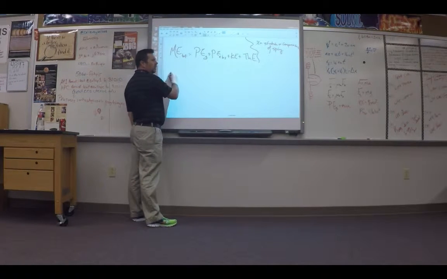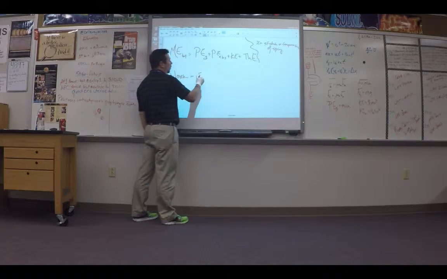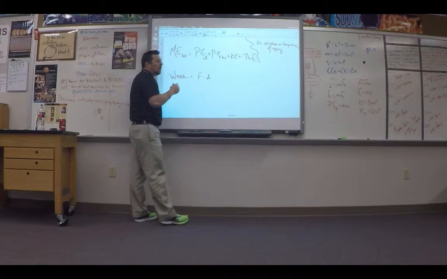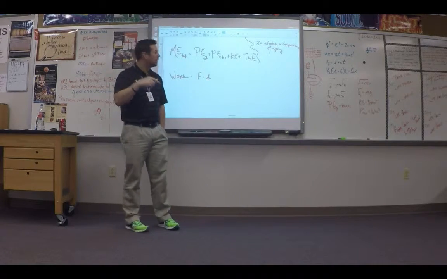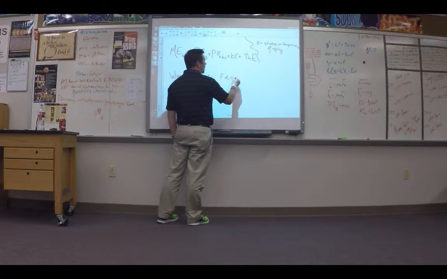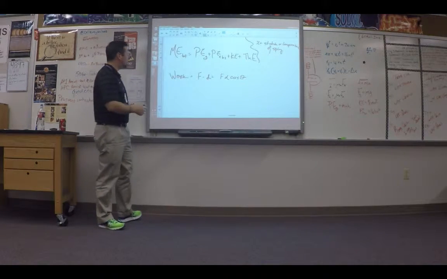The other equations we're going to deal with are work. Work is equal to force times distance, and the force has to be parallel to the distance. So if it's at an angle, it's F D cosine theta, because that's the horizontal component or adjacent side.